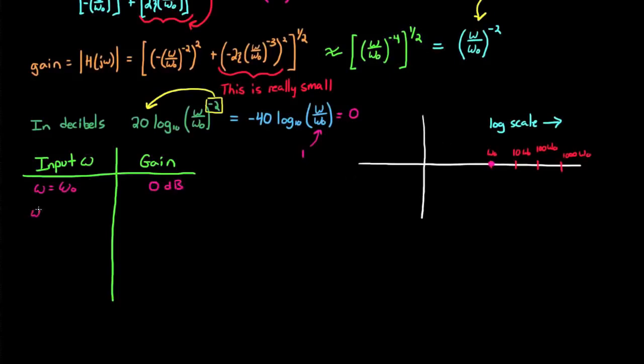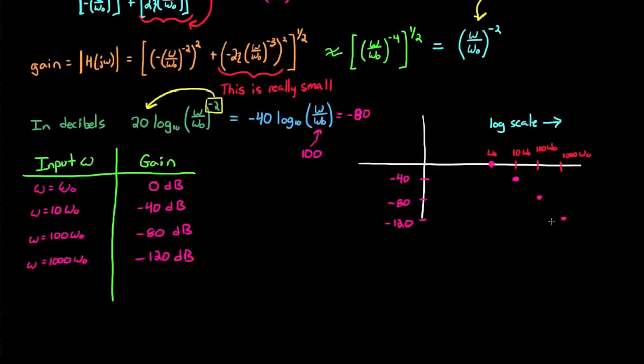When omega is 10 times larger than omega naught, the gain becomes minus 40 decibels. And when it's 100 times larger, the gain becomes minus 80 decibels. And I think you can start to see a pattern. The gain falls off at a rate of minus 40 decibels per decade when omega is much larger than the break frequency.